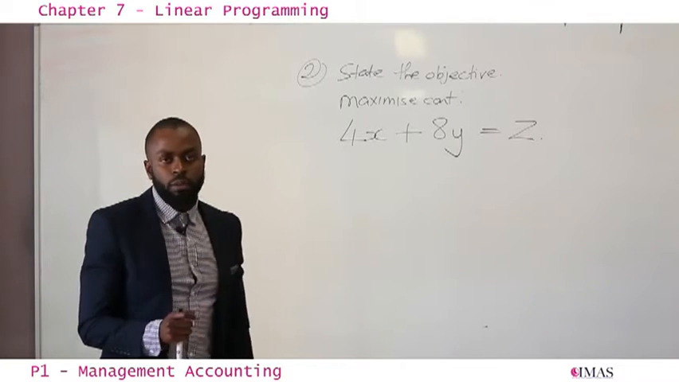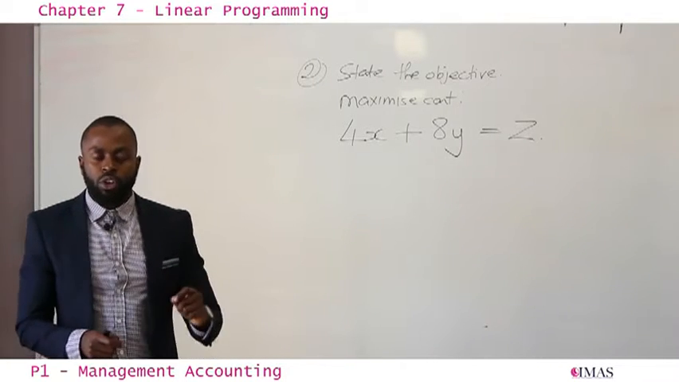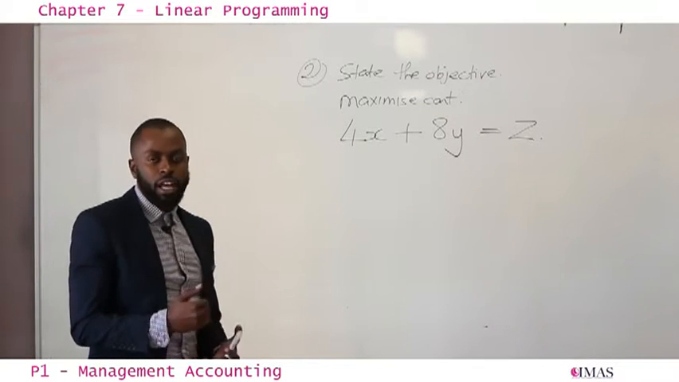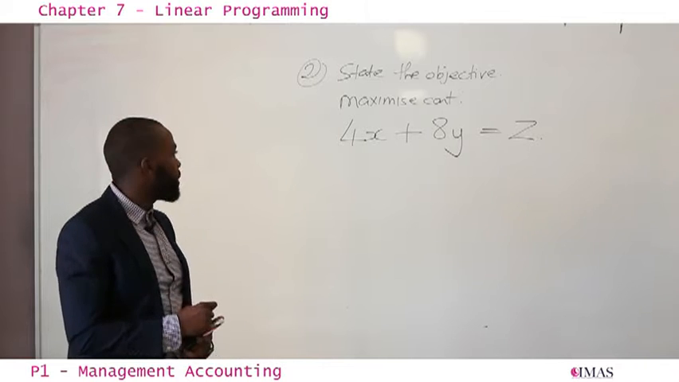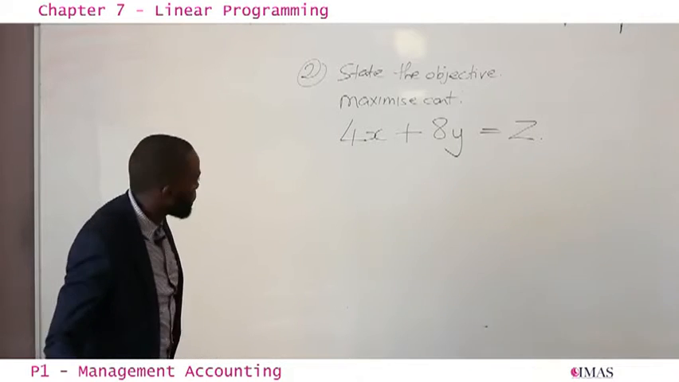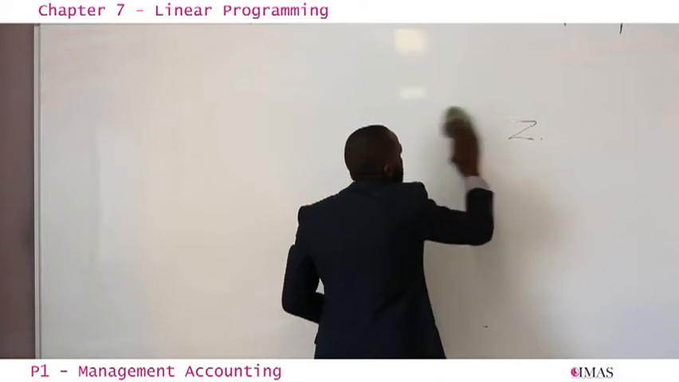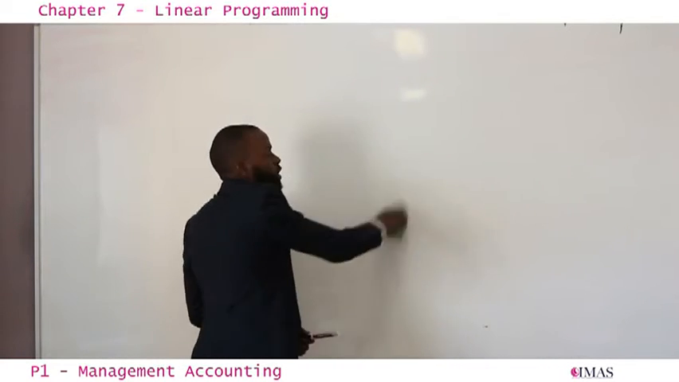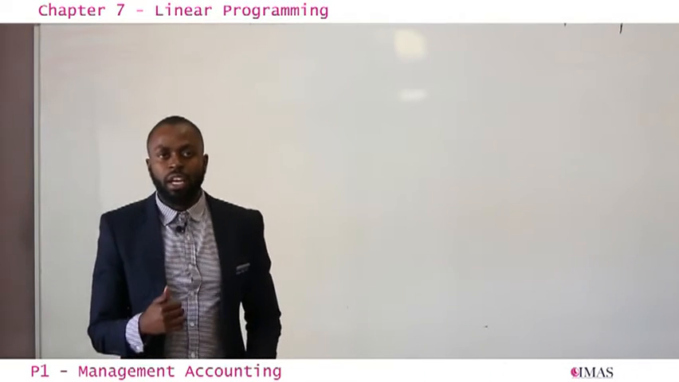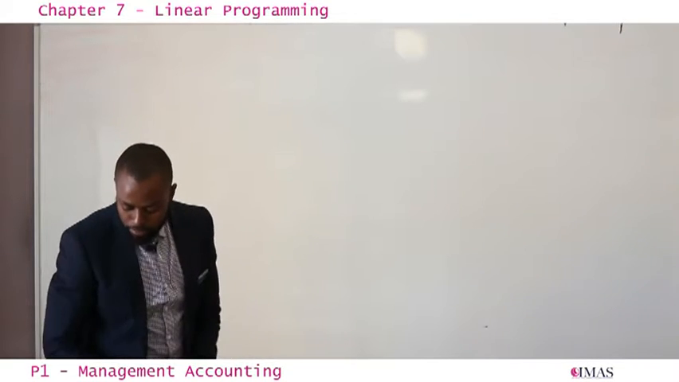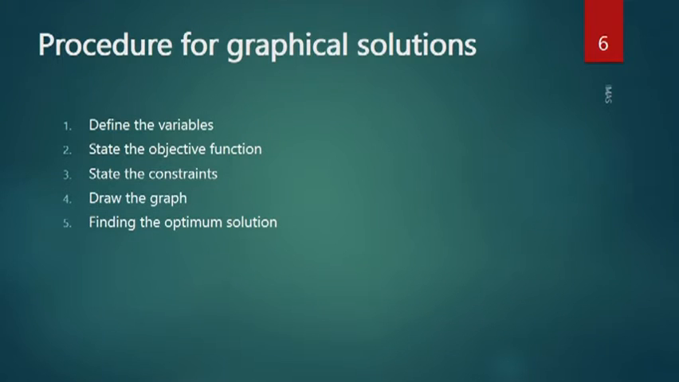So step 2 is very important. Either we're maximizing contribution or minimizing cost. In the exam, you need to make sure that you understand whether the company is minimizing cost or maximizing contribution. And in some cases, you won't be given the contribution per unit, you just have to calculate it. Contribution per unit is selling price per unit less variable cost per unit. Then we go to step 3.